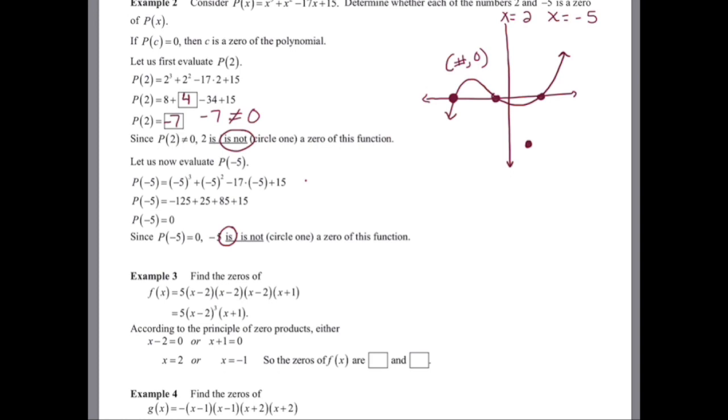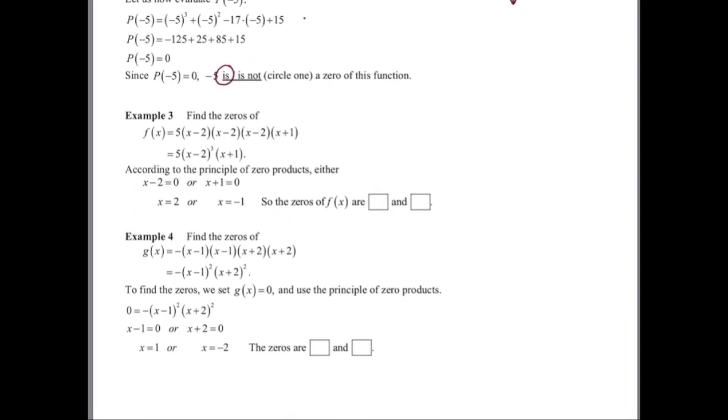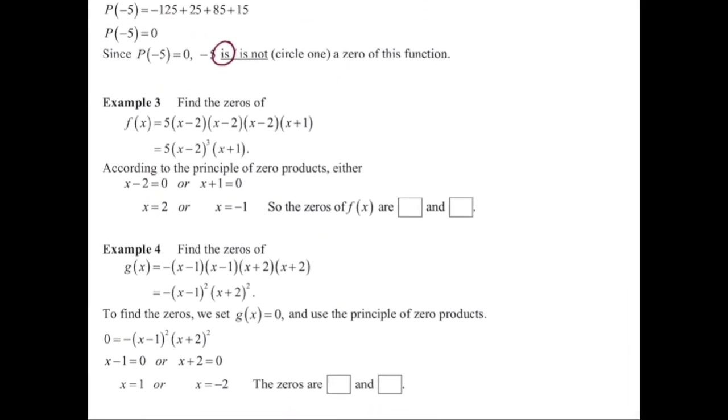This can be kind of tedious, just randomly plugging in numbers to see if they are zeros. There is another way with which we can do this. Let's find all of the zeros of this given function.